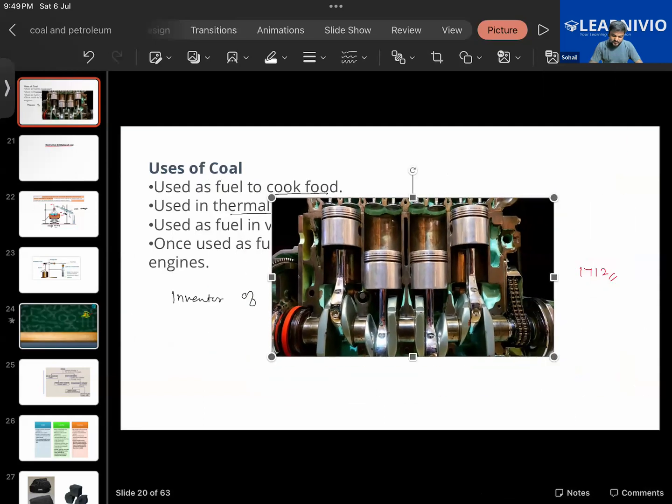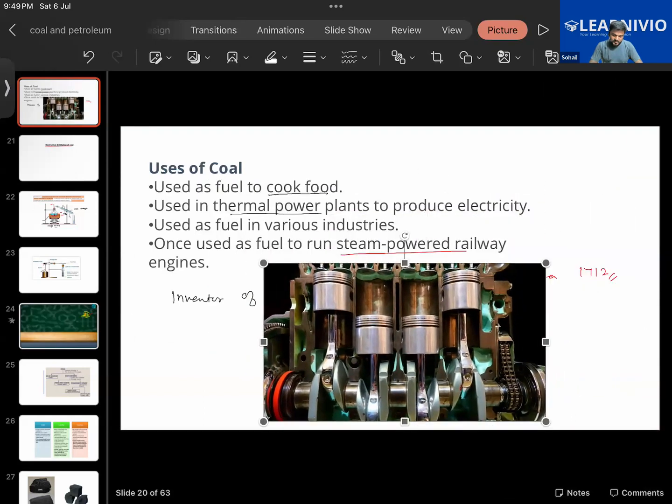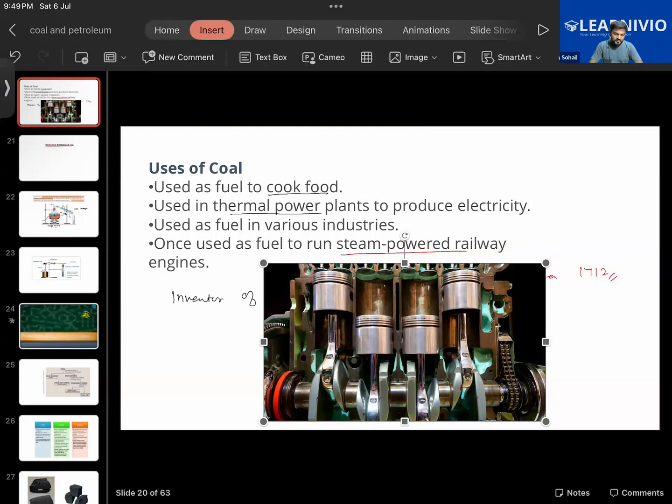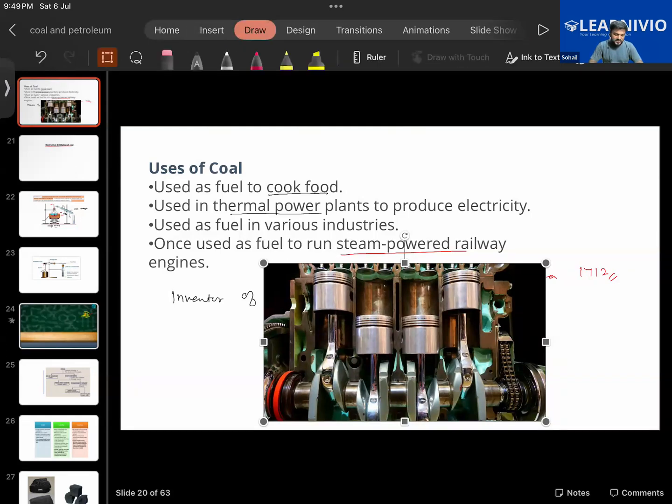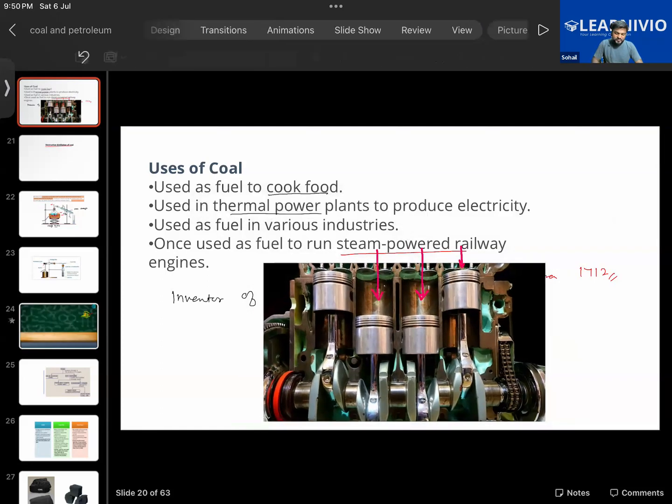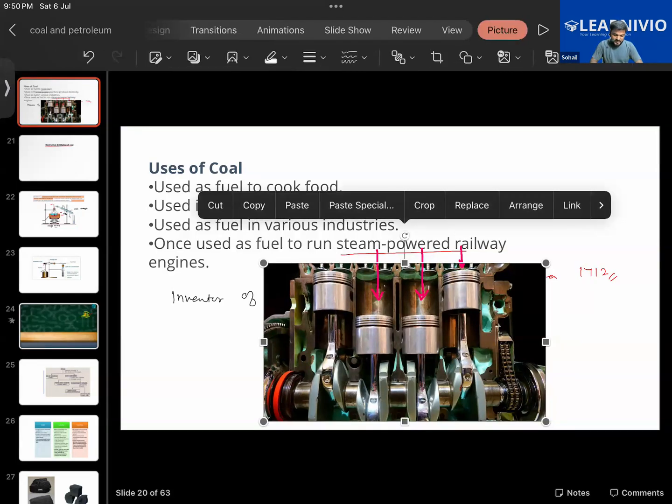Nowadays, in order to run the pistons, we would be using petrol or diesel. But earlier, in order to move these pistons, steam would be filled into it. So with the help of steam, the pistons would be moved. Anyways, let's get back to the topic.